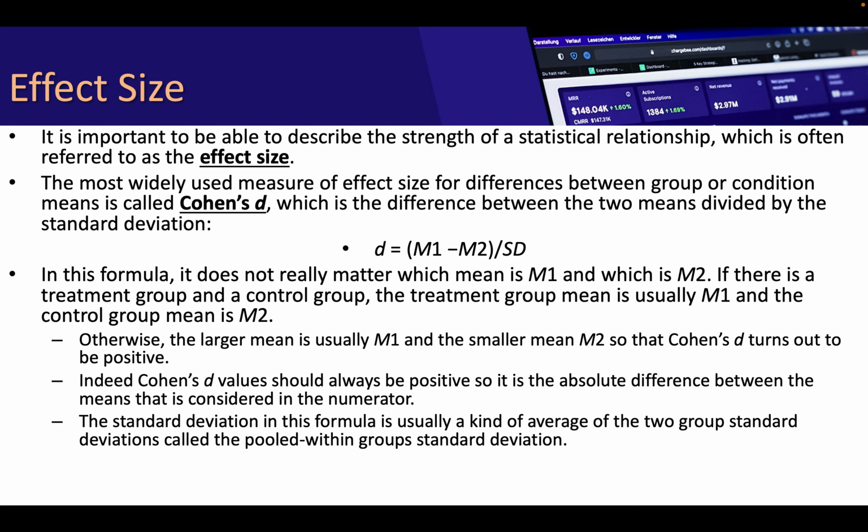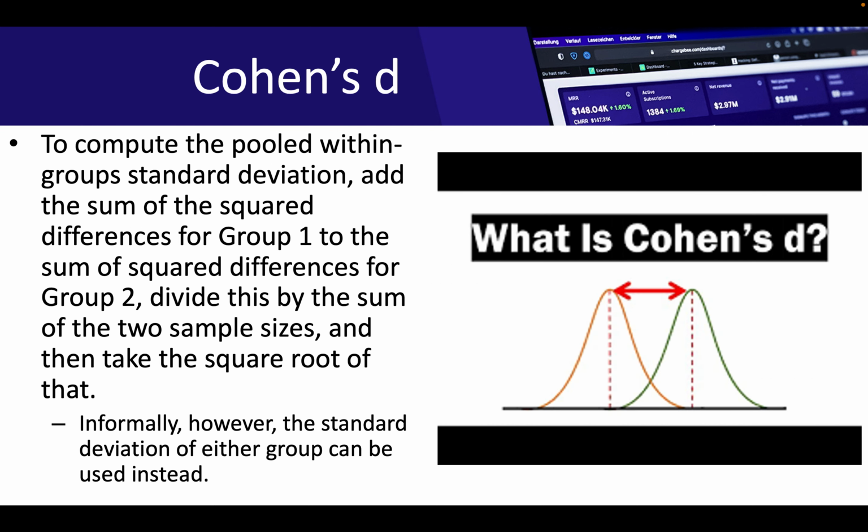The standard deviation in this formula is usually a kind of average of the two group standard deviations called the pooled within group standard deviation. To compute the pooled within group standard deviation, add the sum of the squared differences for group 1 to the sum of squared differences for group 2. Divide this by the sum of the two sample sizes and then take the square root of that. Informally, however, the standard deviation of either group can be used instead.